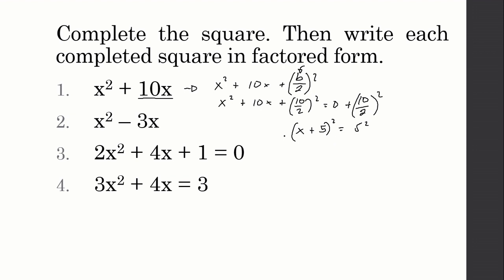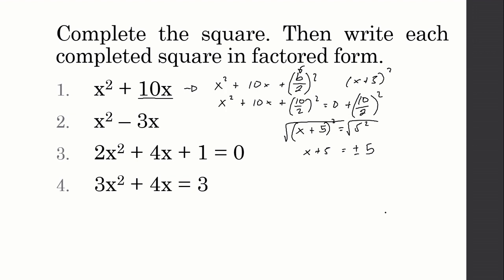Or, we can directly square root both sides to get the roots. So it will become x plus 5 is equal to plus or minus 5. So completing the square is used to find the roots of a number. But what we need to do here is to transform, or just to get the factored form of the given expressions. So for this, it will be like x plus 5 and then square.